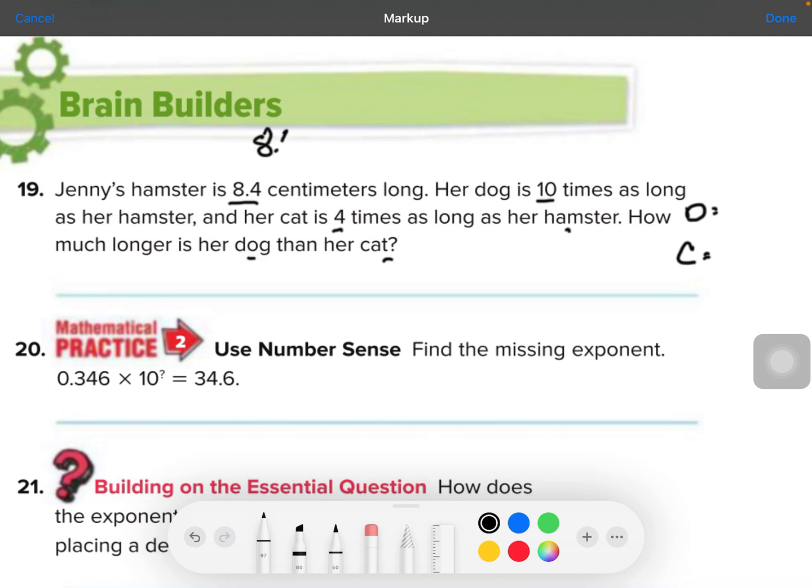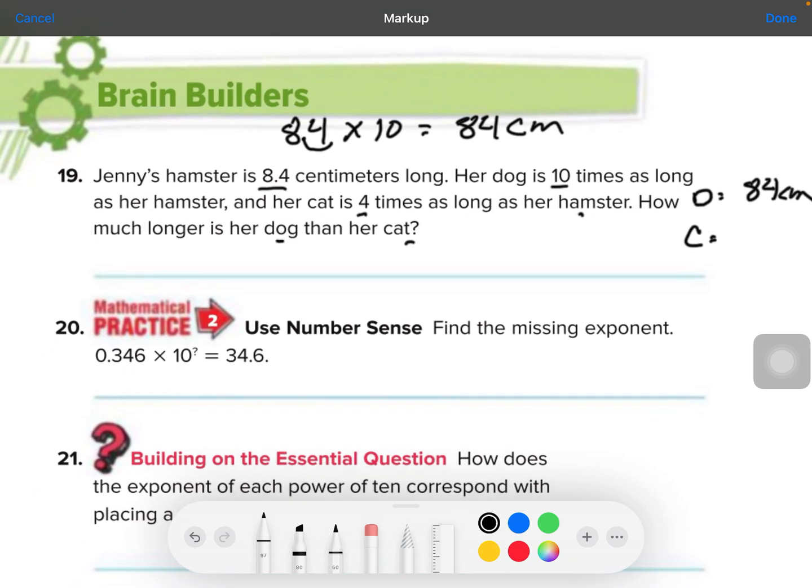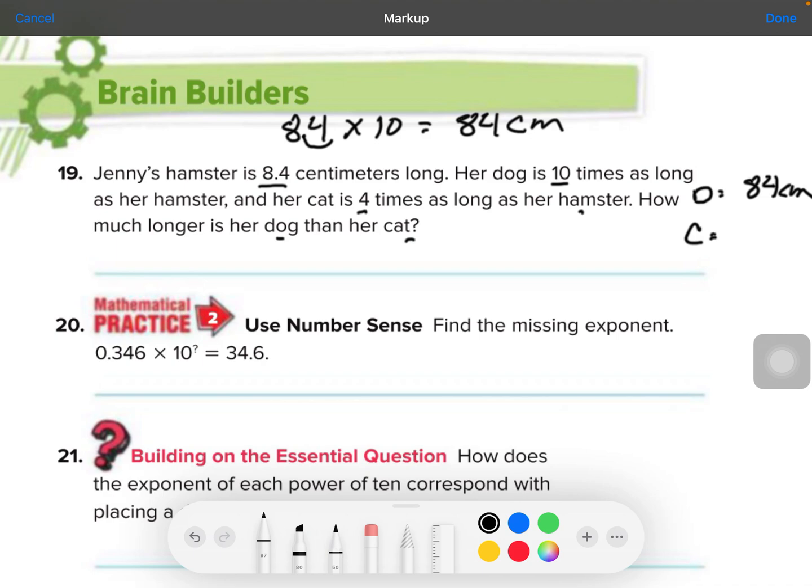So the hamster is the key. The hamster is 8.4. Her dog is 10 times as long. All right, so we're going to do that one first. Times 10. So that means that decimal part is going to go over, so it's going to equal 84 centimeters. So the dog is 84 centimeters. Now her cat is 4 times as long as her hamster. So that one's going to be the hamster's this length, and the cat is 4 times.